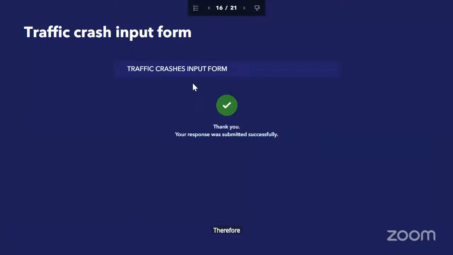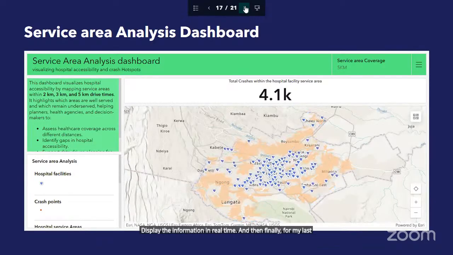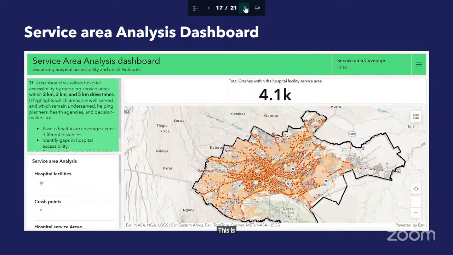Therefore, this is an interface where the general public, if they have access to this traffic crash input form, they're able to display the information in real time. And then finally, for my last dashboard, this is the service area analysis dashboard. So what does this dashboard do?